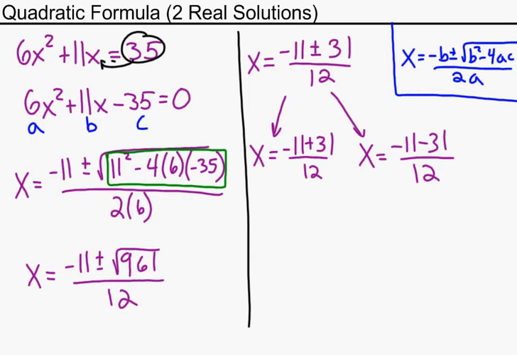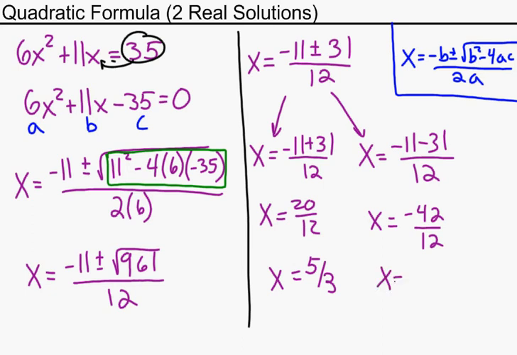So if I do just a little bit of math, on the left-hand side I get x equals 20 twelfths, and on the right I get x equals negative 42 twelfths. So my final answers when I reduce are x equals 5/3 and x equals negative 7 halves. Notice how both of these are rational solutions because I had this perfect square right here underneath my square root.